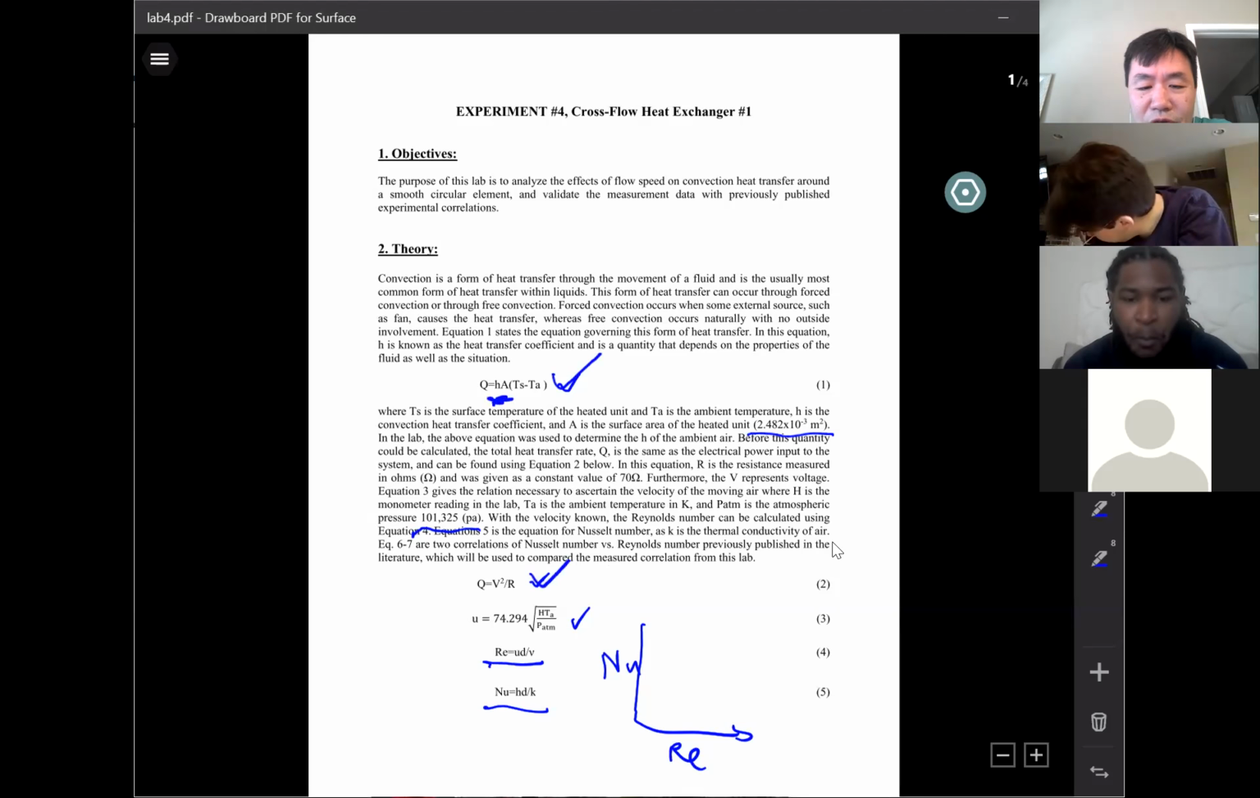Okay. Your voltage divided by resistance is your heat transfer rate. Your heat transfer rate becomes HA delta T. So if I know Q, I know delta T, I know A, I can calculate my H. Okay, that's 1 point. So I change the wind speed 6 times. I'd have 6 different Qs, yes. Okay, so that's how you measured Nusselt number versus Reynolds number.